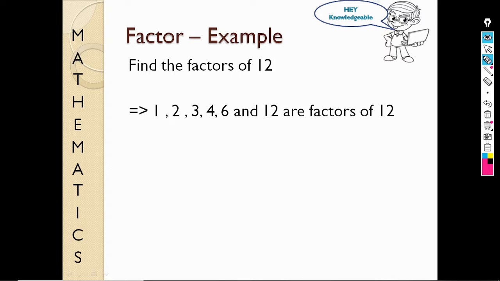So let's see an example of factor. The question is: find the factors of 12. So basically we have to find the numbers which are exact divisors of 12. We'll find that the numbers 1, 2, 3, 4, 6 and 12 are the factors of 12, meaning these are the exact divisors of 12. If you divide 12 by these numbers, the remainder would be 0.